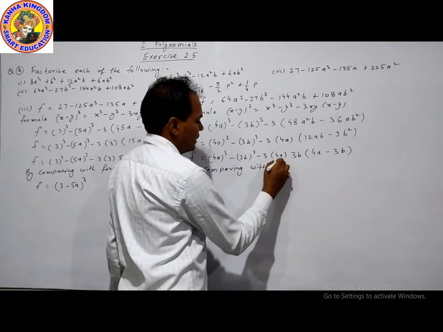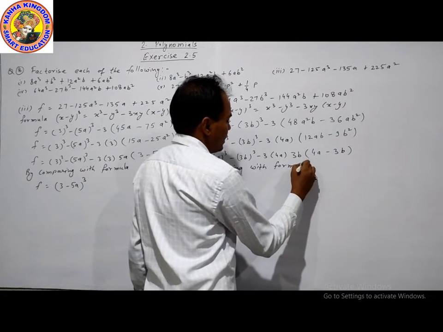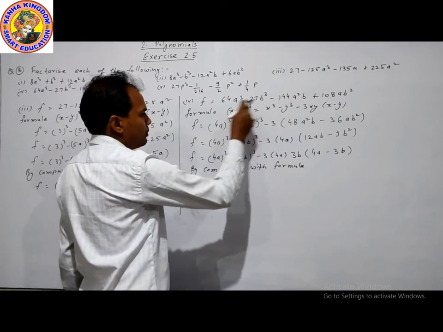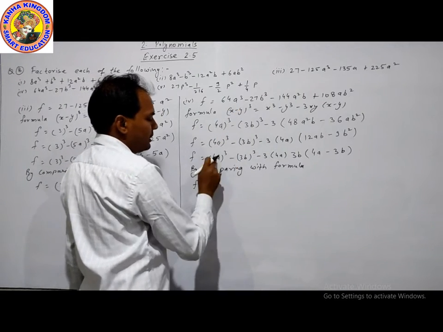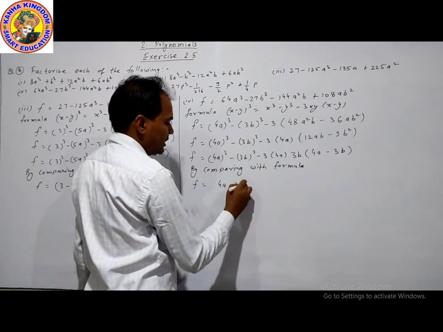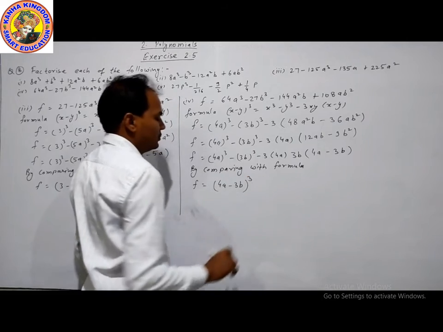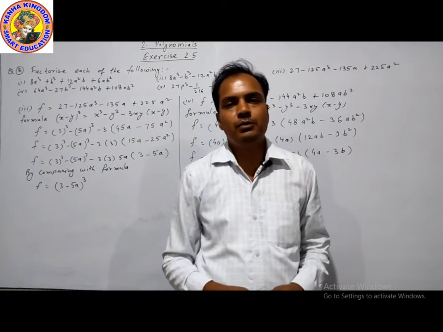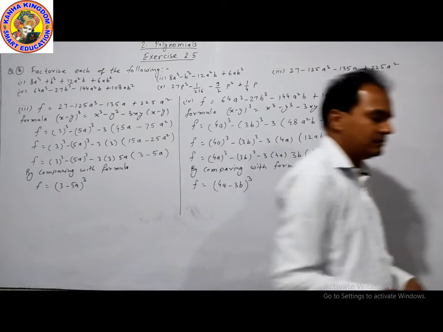By comparing with the formula, the answer of the formula is (x minus y) cube. x minus y, so (4a minus 3b) cube. This is our answer. You can take a screenshot of this. We will move to our next part.